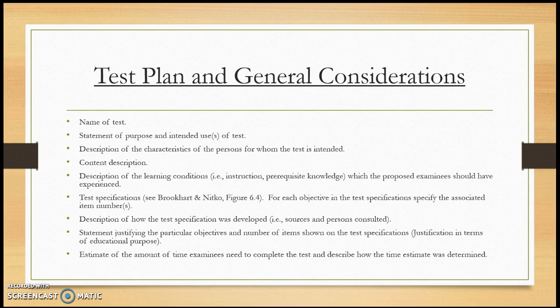Description of the characteristics of the person for whom the test is intended. So, is this third grade first semester, third grade second semester? Believe me, there's a huge difference between first and second semester. So, really describe who takes this test. If you're teaching at the secondary level, is this a test that maybe sophomores take, but maybe you have a few juniors and seniors? And if you have juniors and seniors taking the test, is it because they did not pass it the first time? Explain that. Tell me, who is this test intended for?